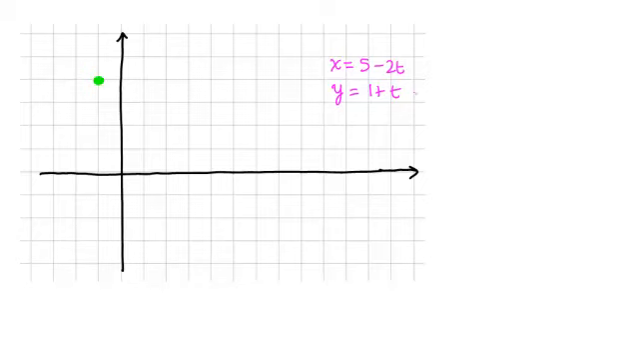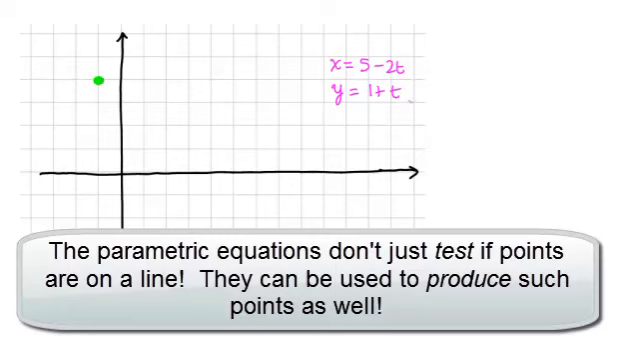Rather than just test points for being on the line, we could generate them by plugging in values of t. For example, if we were to plug in t equals 0, we would get x equals 5 minus 0 and y equals 1 plus 0. So we would get the point 5, 1 when we plugged in t equals 0. If we plugged in t equals 1, then we'd get x is equal to 5 minus 2, or 3, and y is equal to 1 plus 1. And so we would have this point at t equals 1.